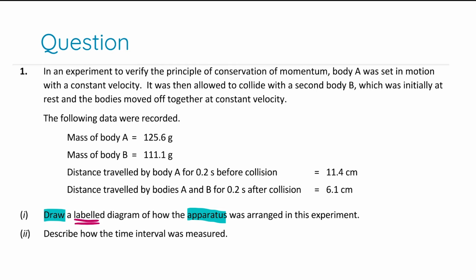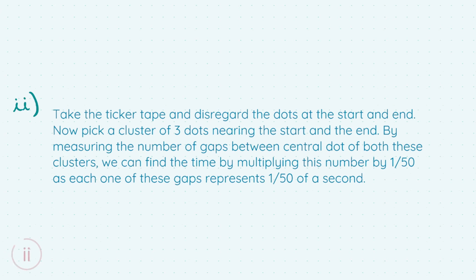Scrolling back up to part 2, we see that we're asked now to describe how the time interval was measured. In the diagram above, we talked about how the ticker tape and the ticker tape counter were used to calculate the velocity before and after. And the reason that they were able to do this is because they were able to be used to record the time. But here we're now going to describe how they record the time.